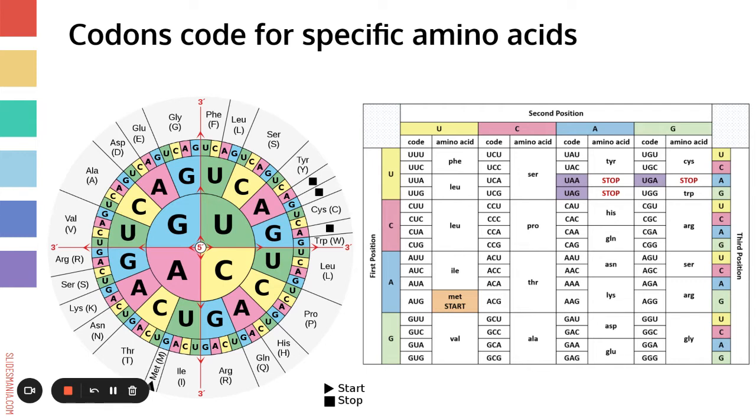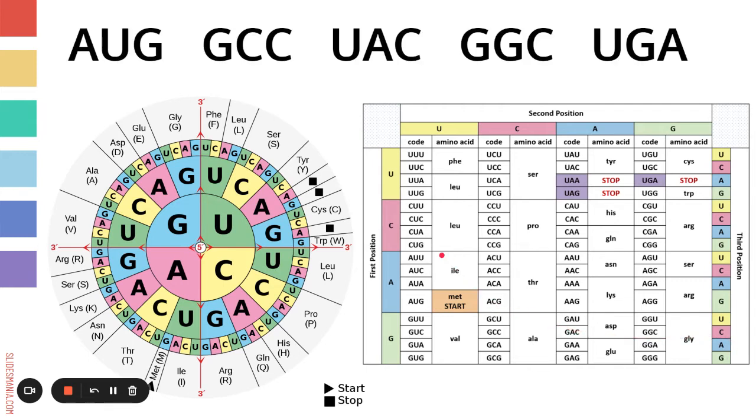So we can practice with a couple examples here. Here we have our 5 codons from earlier, and you can use either the codon wheel or the codon chart to figure out what amino acid corresponds to each of these codons. So we'll do a few examples. AUG is our first codon.